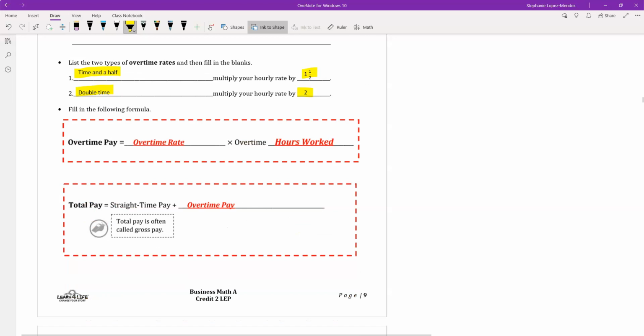The formulas that we are going to use in this section are, first, overtime pay equals overtime rate multiplied by the overtime hours worked. The second formula is total pay equals straight time pay plus the overtime pay. And just as a side note, the total pay is often called gross pay.